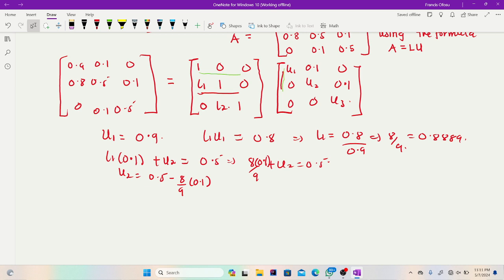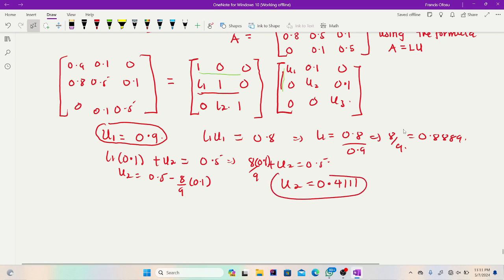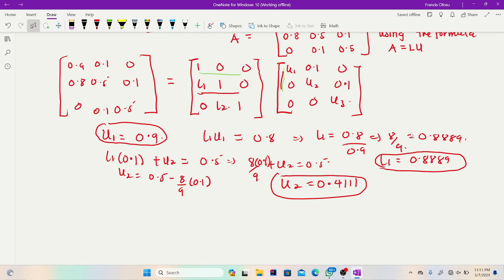And what am I getting for this? So here my U2 simply becomes 0.4111, right? So I'm now having L1, then U2. So let me write L1 here, which is equal to 0.8889. So that is my entry. So what am I left with? If I multiply this row by the last column, I can't find U3 because this is 0. So we don't do that multiplication, it's of no use.